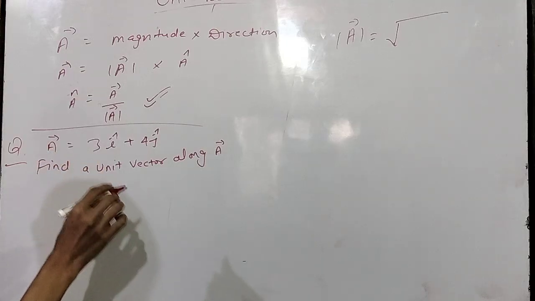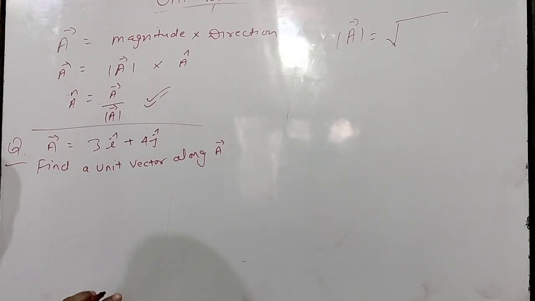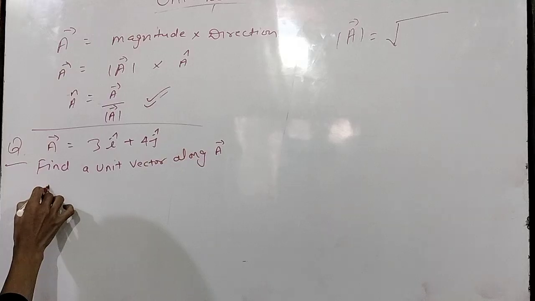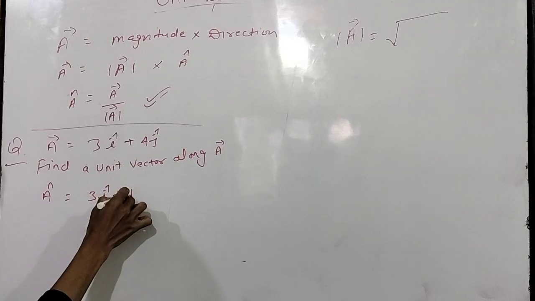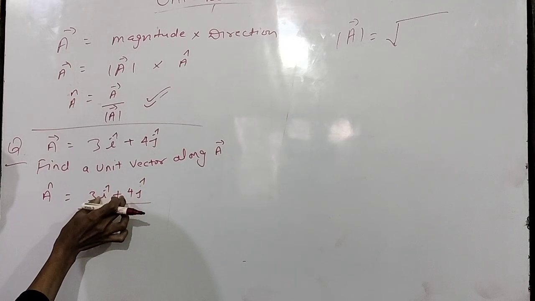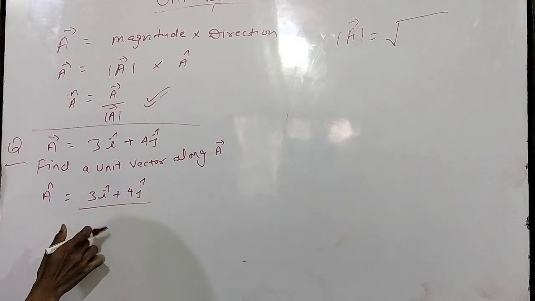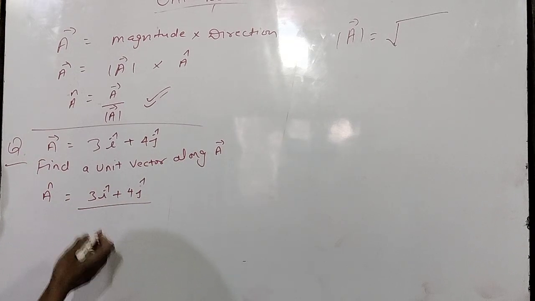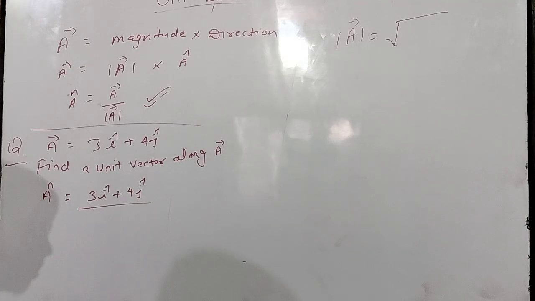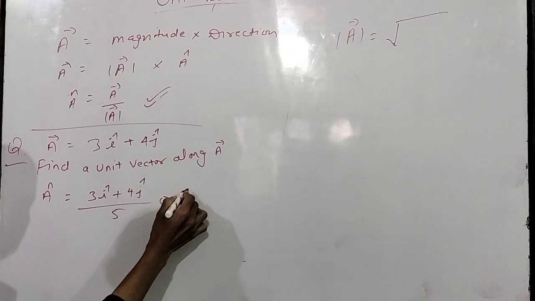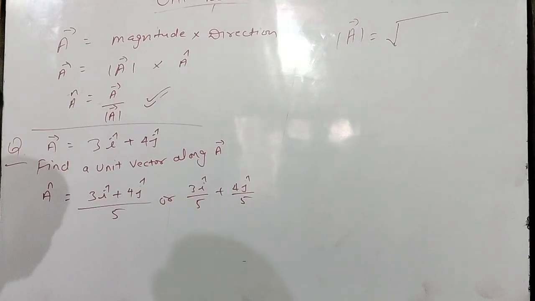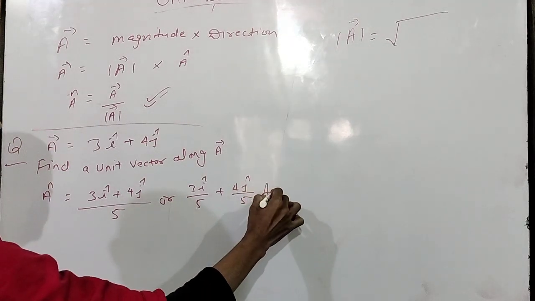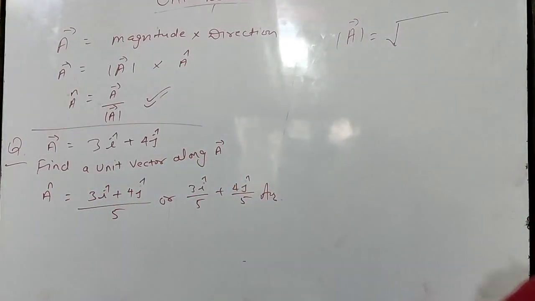Of course, you will use this formula. Now, how to use this formula? To calculate this unit vector, first of all write 3i cap plus 4j cap, and then divide this by the magnitude of this. The magnitude will be nothing but 3 3s are 9, 4 4s are 16, 9 plus 16 is 25, and root of 25 is 5. It can be written as 3i cap upon 5 plus 4j cap upon 5. This is your direction. This is a unit vector.